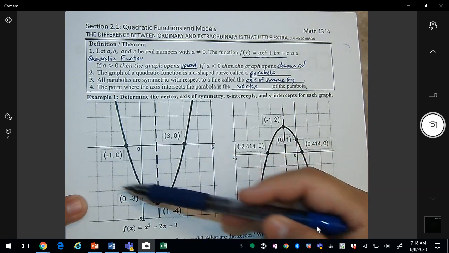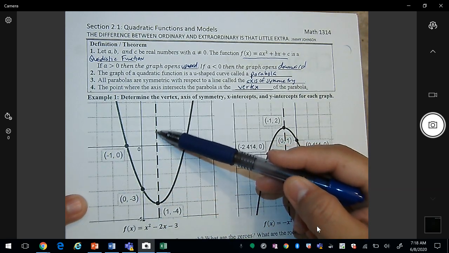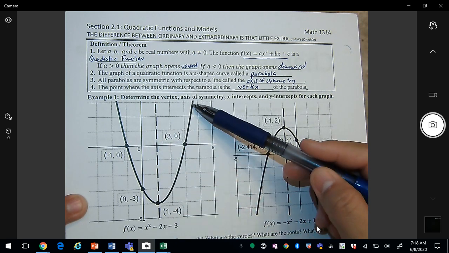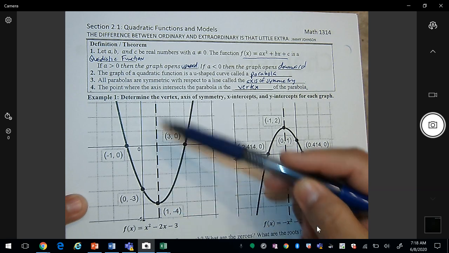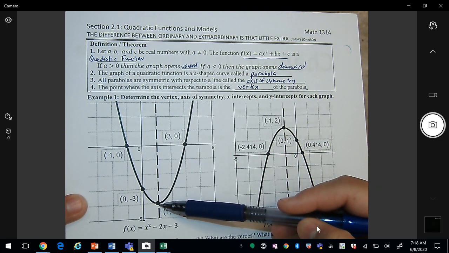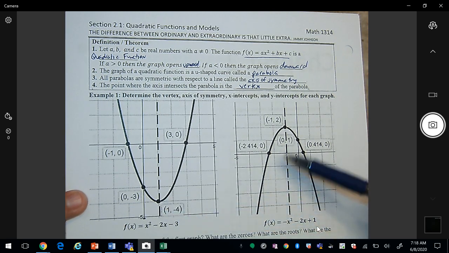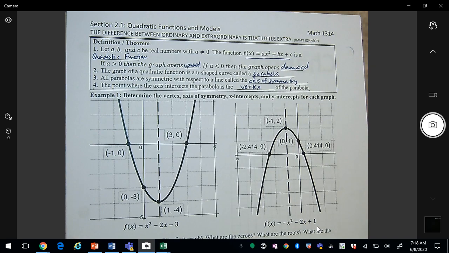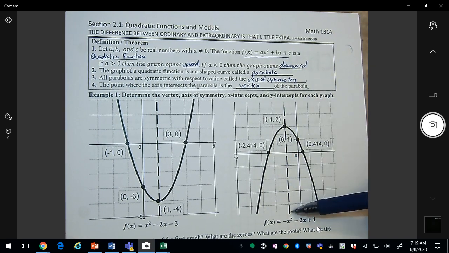It's more like a U shape, and this dotted line here is called the axis of symmetry. It's basically saying this side of the parabola is symmetric to this side of the parabola. The lowest point of the graph, or the highest point of the graph, is called the vertex. And that's where the axis of symmetry intersects.